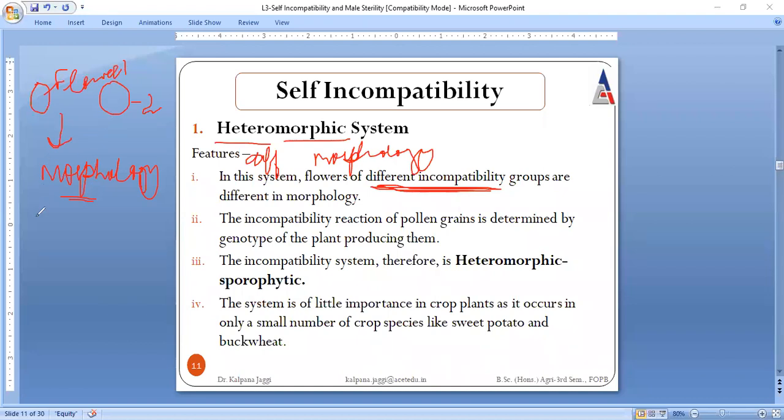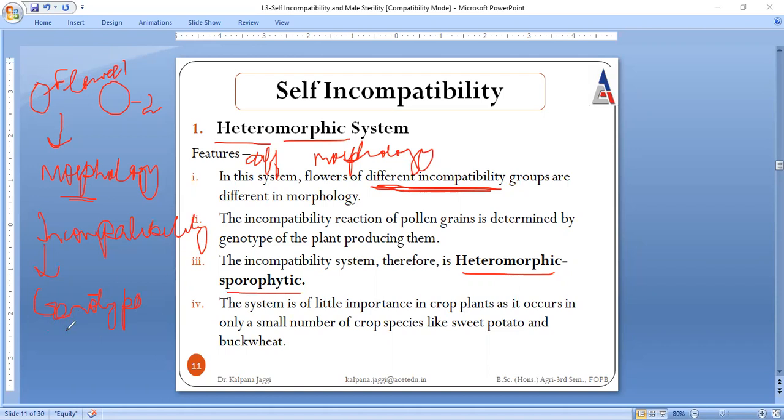If flowers are of different incompatibility, then how can that incompatibility be determined? That means this incompatibility can be determined by the genotype. Since the incompatibility is determined by the genotype, this incompatibility system is also said to be heteromorphic sporophytic.